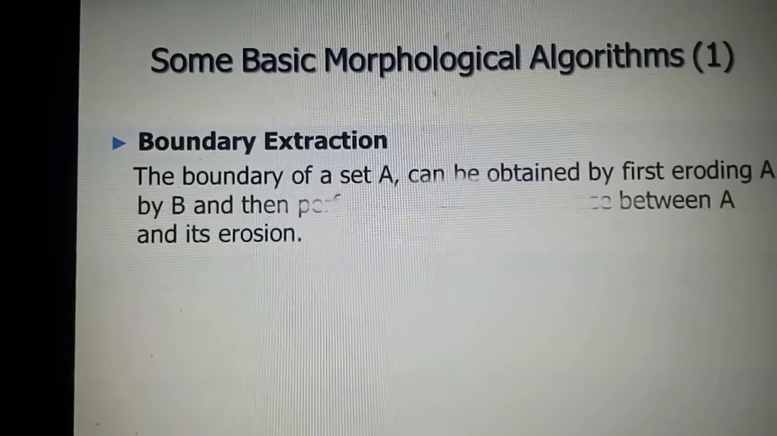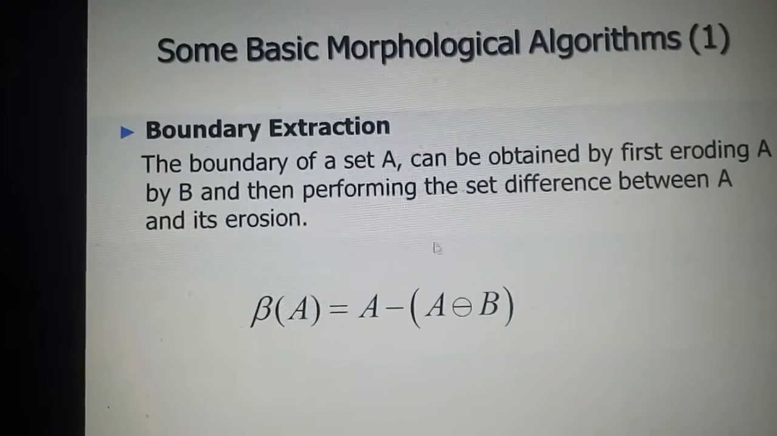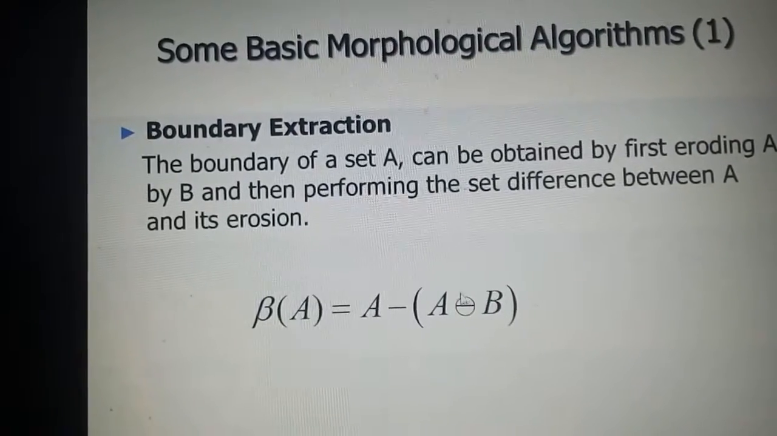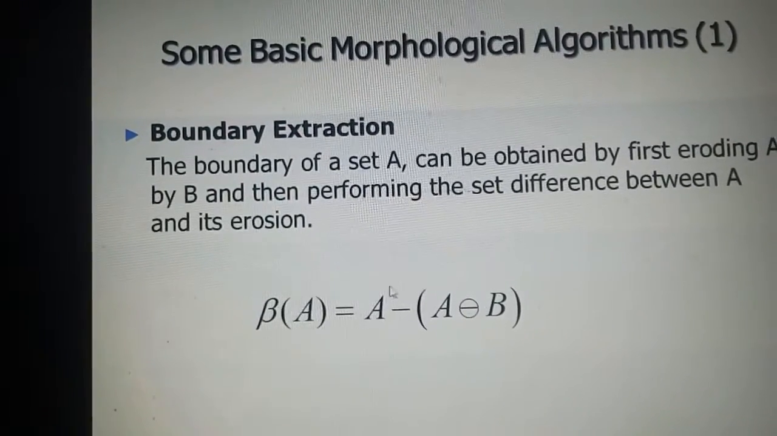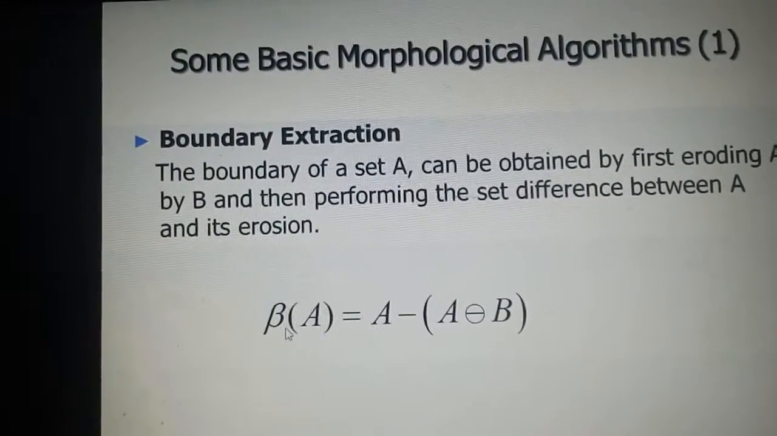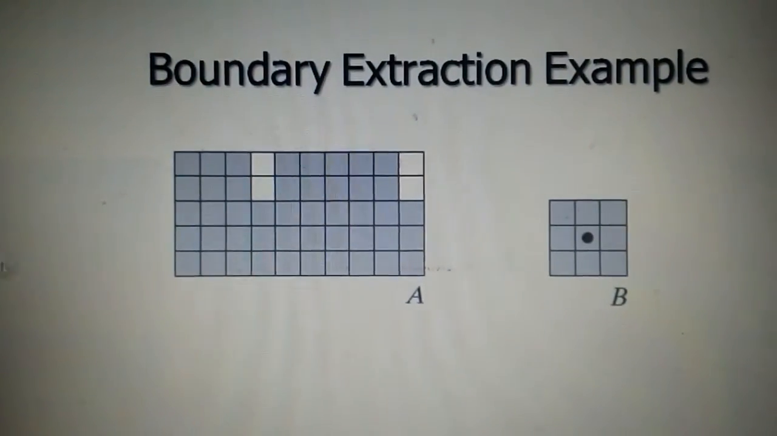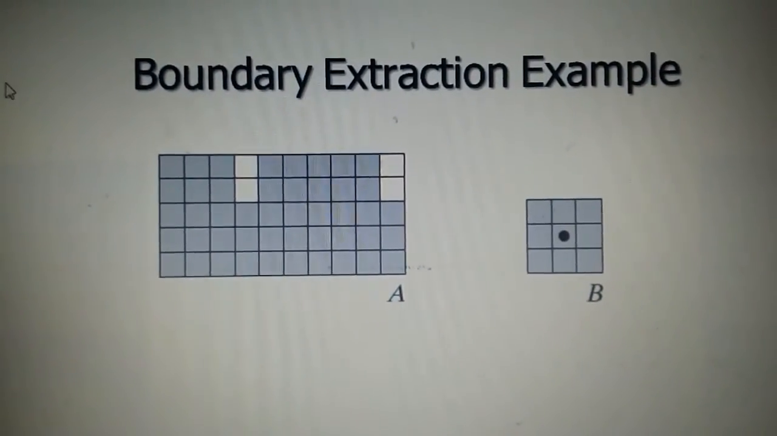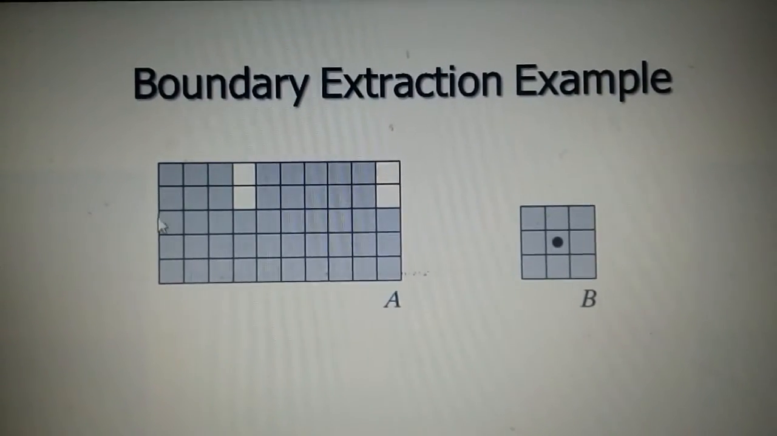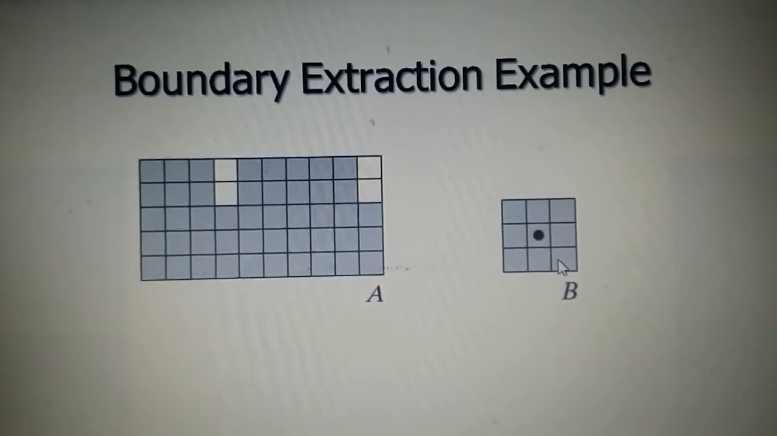Boundary extraction is done by taking the set and performing the erosion of that set and subtracting that result from the original set. So this is the boundary extraction. Let us understand the boundary extraction from this set A. A is a set and we have to find the boundary of this set. B is the structuring element.